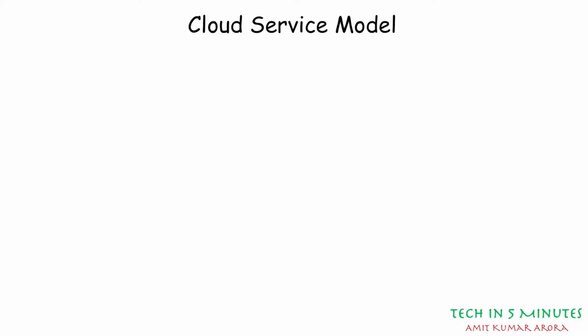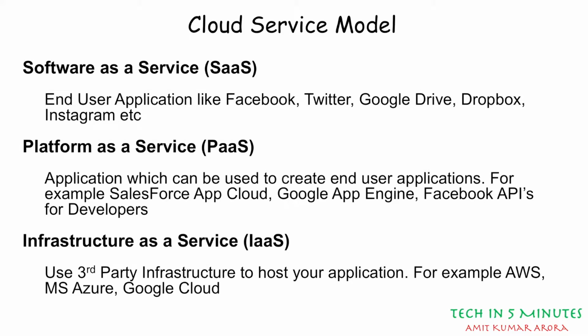So next we will talk about cloud service models. Cloud has three different layers called software as a service, platform as a service, and infrastructure as a service. In software as a service, we have different kinds of applications which are used by end users. For example, Facebook, Twitter, Google Drive, and all the other applications that we talked about. Those applications are simply hosted on the cloud and we are using them as end users.